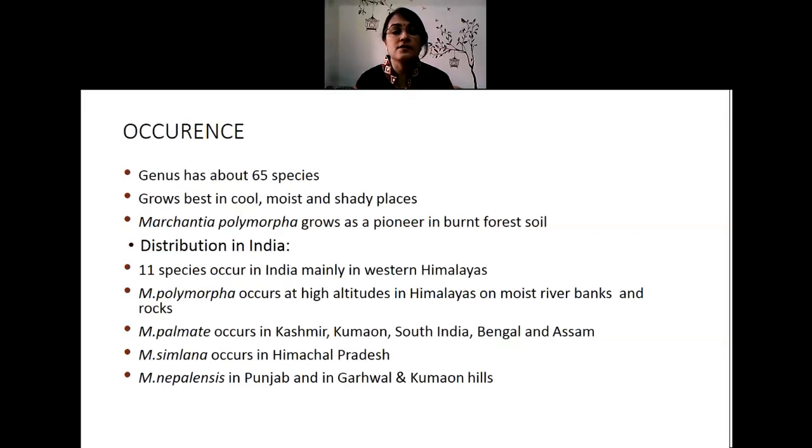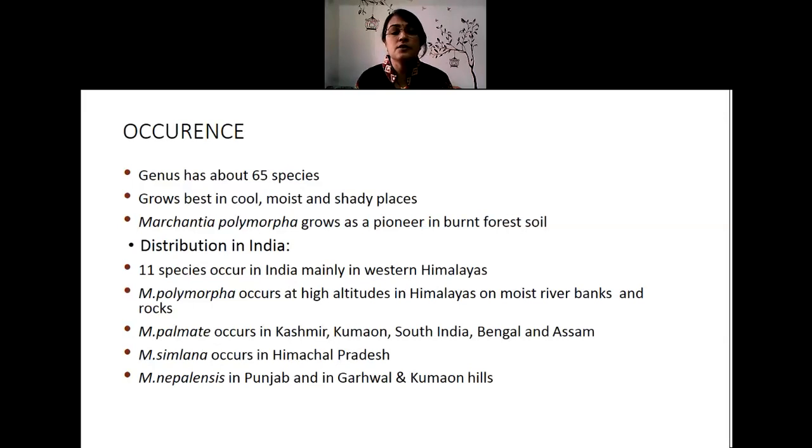Coming to its occurrence, there are about 65 species all over the world. It grows best in cool, moist, and shady places. Marchantia polymorpha grows as a pioneer in burnt forest sites, that is, it's the first one which begins the succession of the forest vegetation in the barren land.